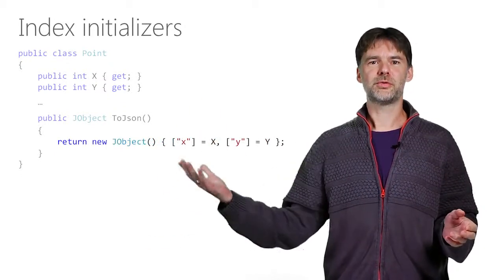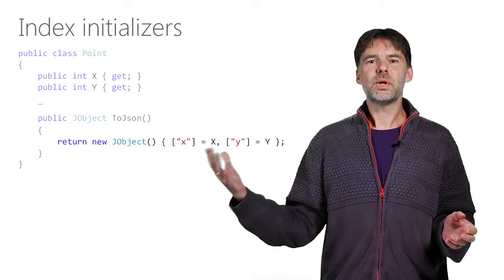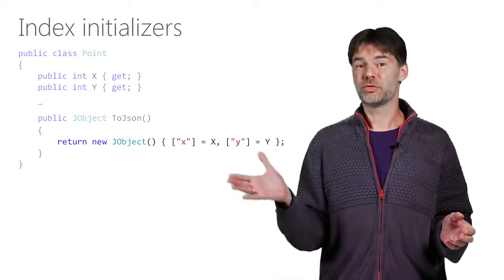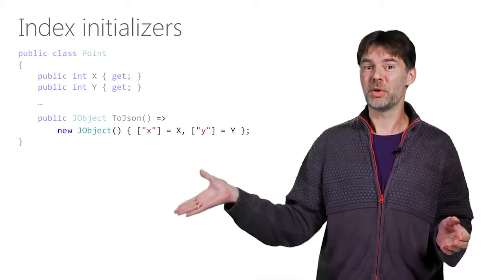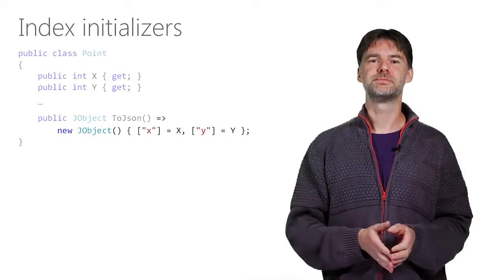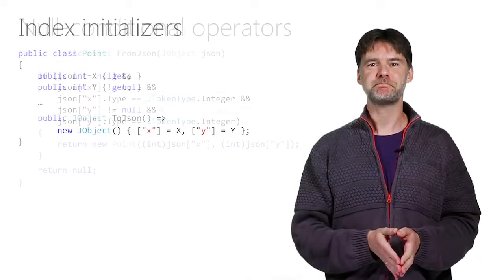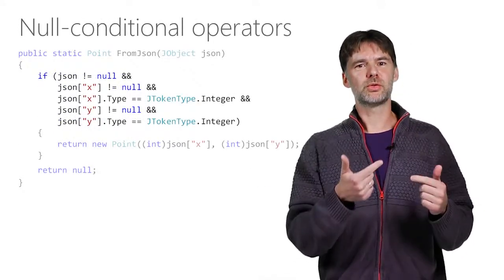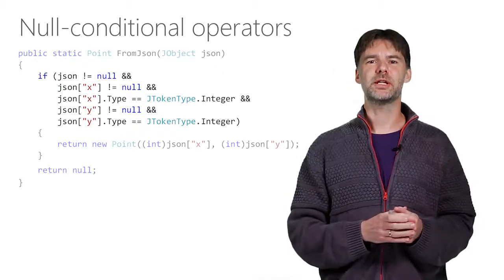That leads to this cascading effect of simplification. We don't need the temporary variable anymore, and now we have just a single return statement. So in fact, we can just turn the body into an expression like you saw before. Things get so much clearer. Let's also look at the method to turn JSON back into point objects.